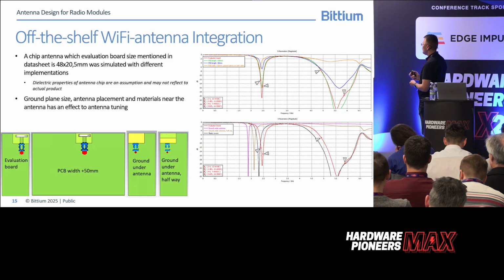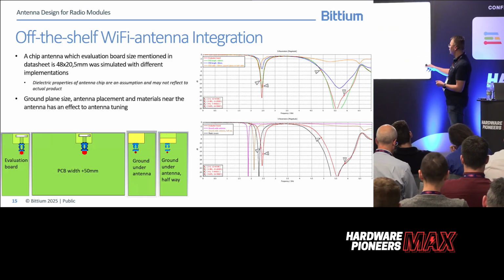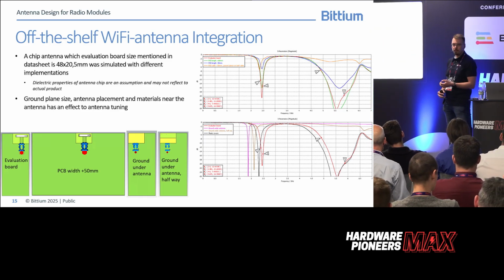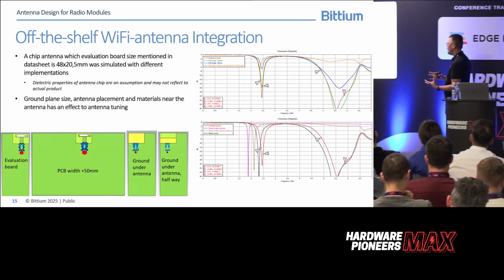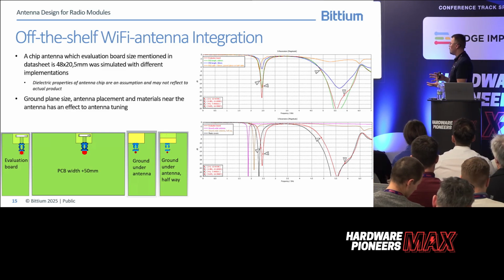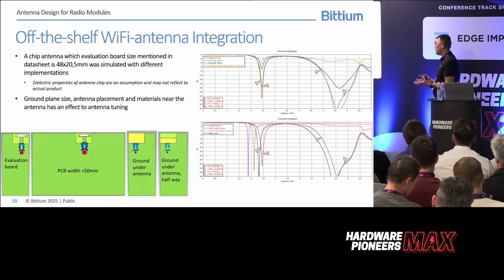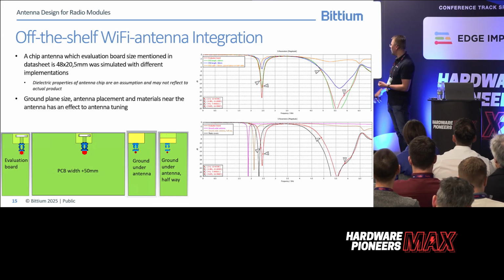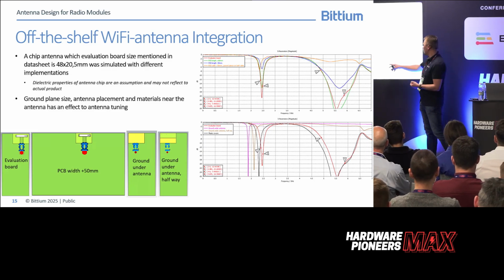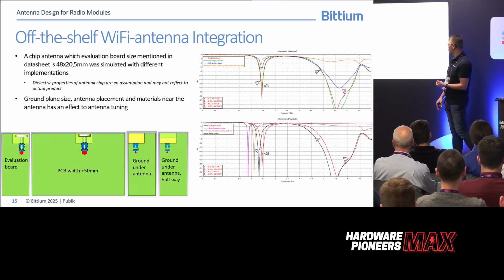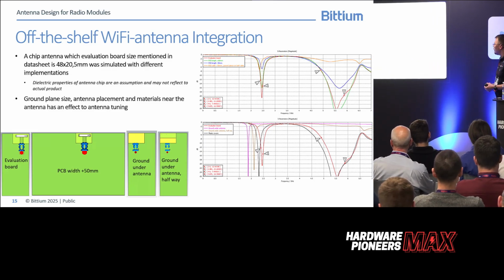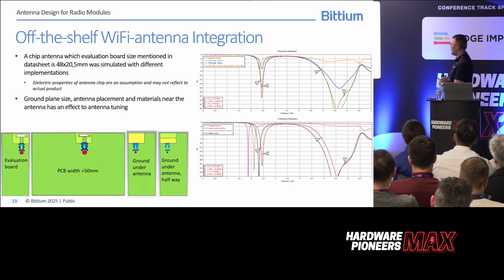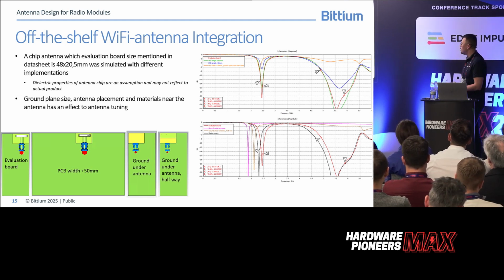Then I also simulated the case where you add plastic covers around the PCB. These plastic covers had a dielectric constant of 3 and a loss tangent of 0.01. You have good connectivity on the 5 gigahertz band, but you lose some of the performance at 2.4 gigahertz, as the antenna is detuned lower by about 150 megahertz.